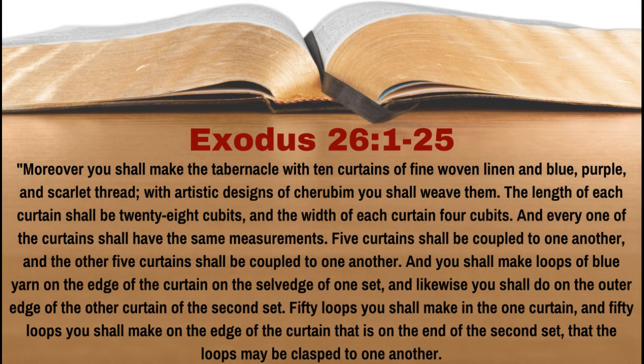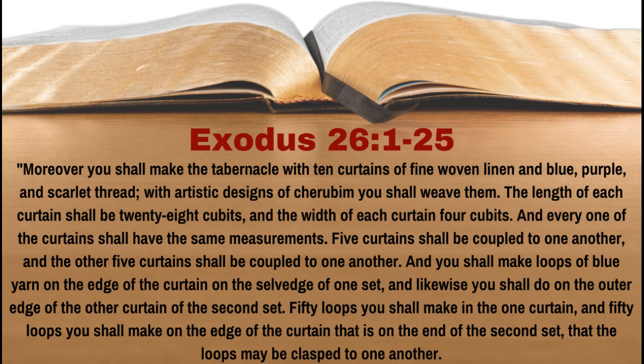Moreover, you shall make the tabernacle with 10 curtains of fine woven linen and blue, purple, and scarlet thread. With artistic designs of cherubim you shall weave them. The length of each curtain shall be 28 cubits, and the width of each curtain 4 cubits. And every one of the curtains shall have the same measurements. 5 curtains shall be coupled to one another, and the other 5 curtains shall be coupled to one another.